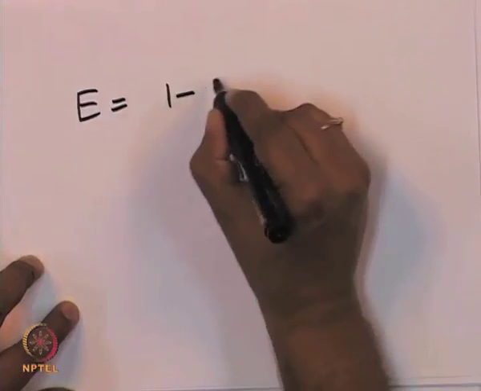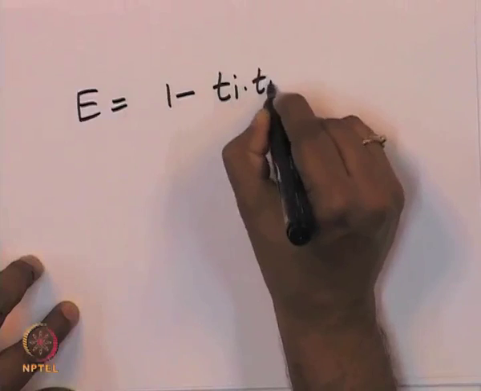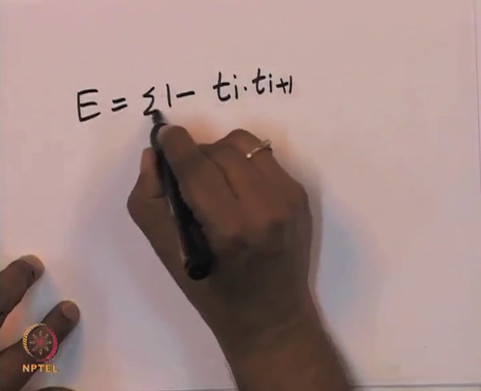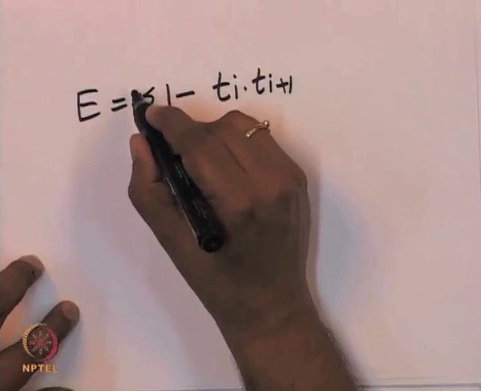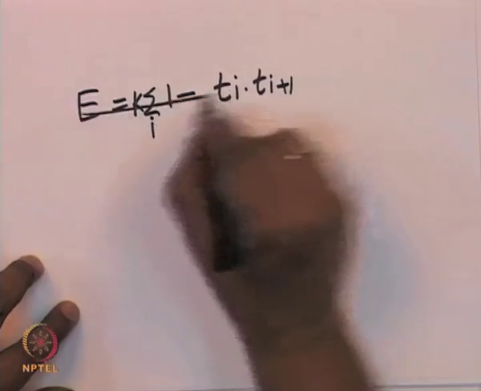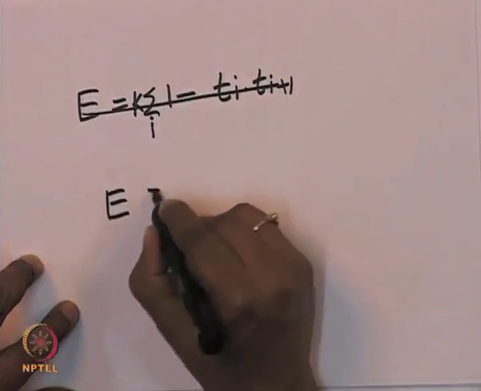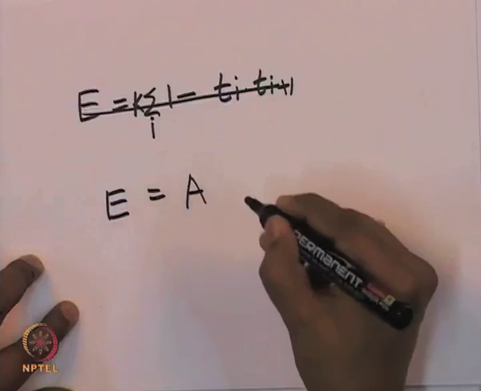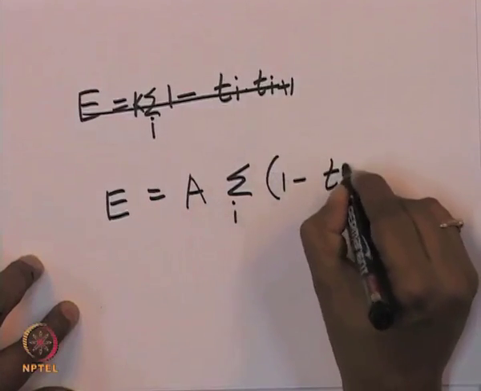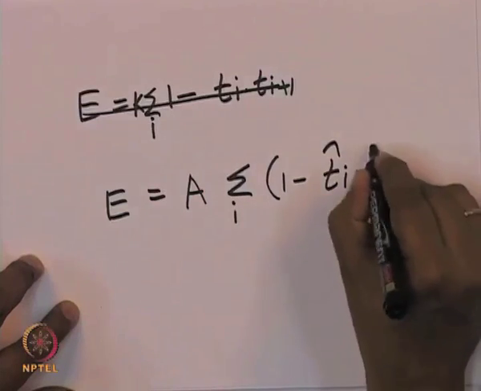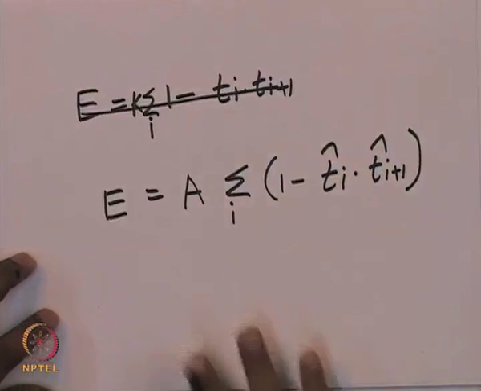It turns out that this can also be written as E is equal to some constant A times the sum over i of 1 minus T_i dot T_(i+1). So, it can also be written like this.